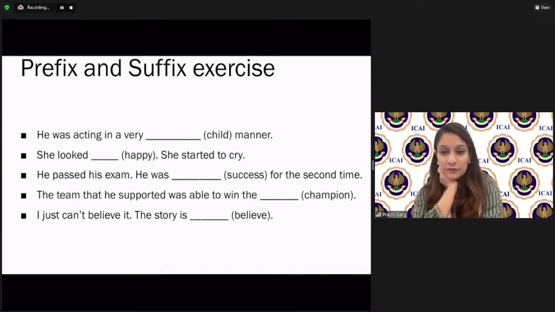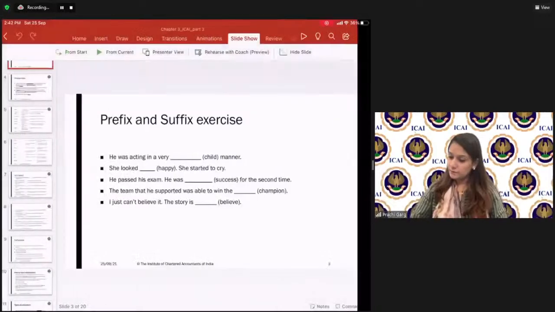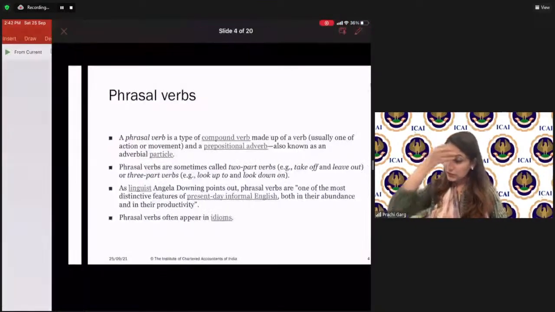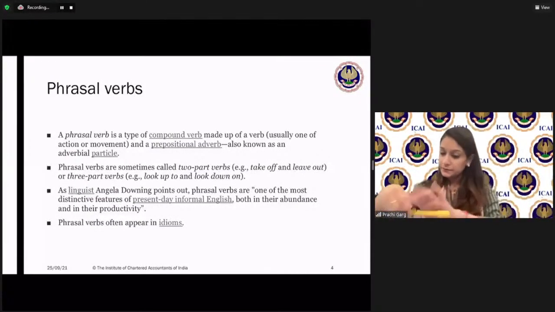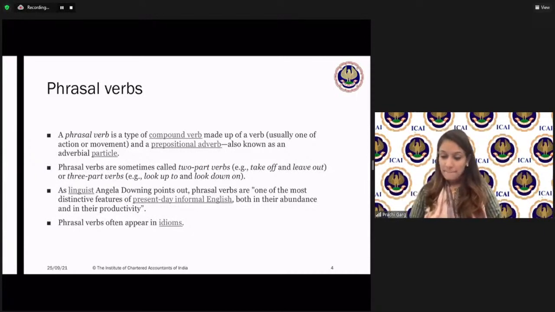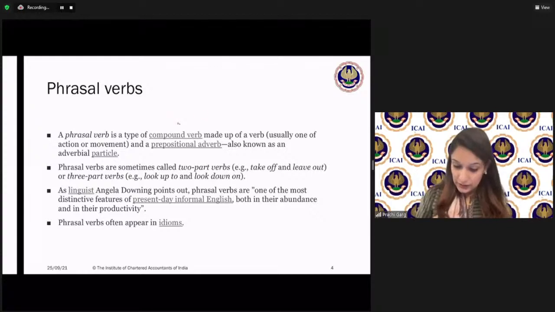Okay, so shall we begin with our next topic? The team that he supported was able to win the championship. Okay, let's move on to the next topic, which is phrasal verbs. Now, phrasal verbs are basically compound verbs made up of a verb along with a preposition, right? Okay, it's a compound verb.